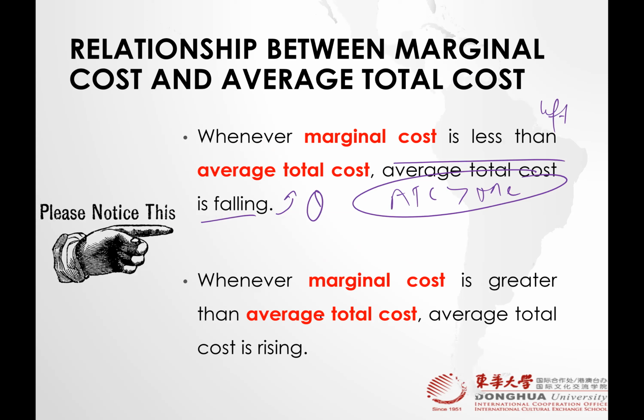You should increase the production to get maximum profit. Whenever marginal cost is greater than average total cost, this is the right side of that efficient point, which means by producing more, you are in a region where you are not getting maximum profit. If you produce more, you will increase the loss or decrease the profit. So rather than getting maximum profit, decrease the production. Understand?